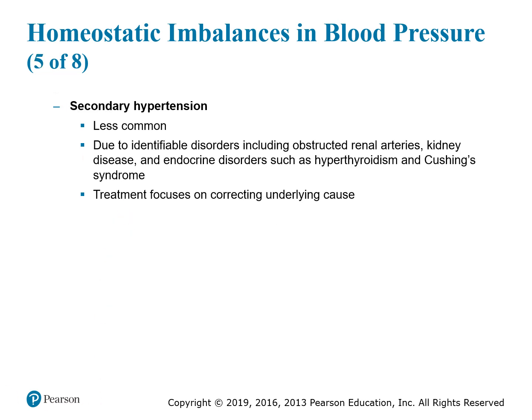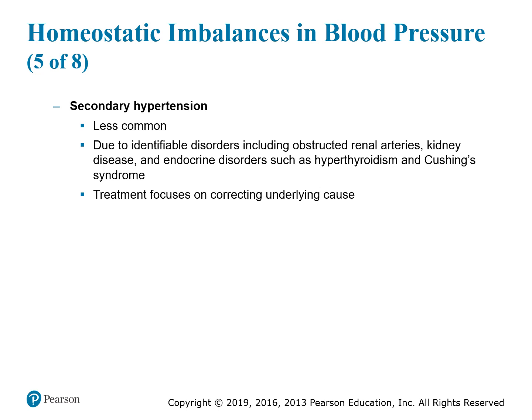If there is a term known as primary hypertension, then obviously we have a term called secondary hypertension. Secondary hypertension is less common. It is due to identifiable disorders, including obstructed renal arteries, kidney disease, and endocrine disorders such as hyperthyroidism and Cushing syndrome. All these conditions can cause high blood pressure.